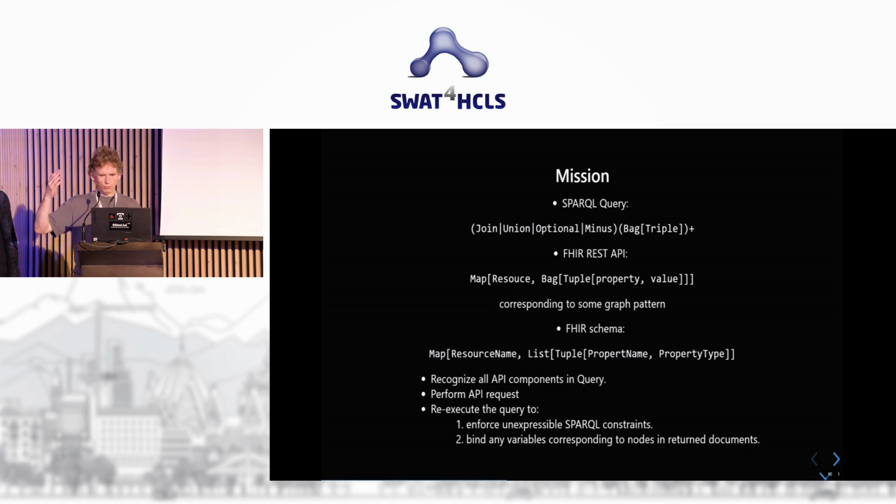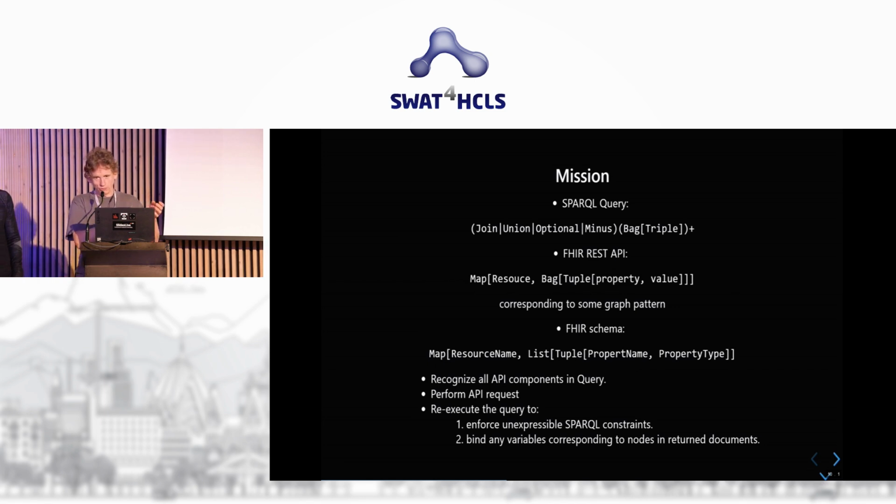So the data structures we're working with, we've got a Sparkle query, which is a collection of joins, unions, optionals, and minuses over bags of triples. The bags of triples are basic graph patterns, and then there's just various operations you can do, like joins and optional, et cetera. So there's algebraic operations you can perform on them. I'm using a set notation here just to look smart, but it's not really necessary.